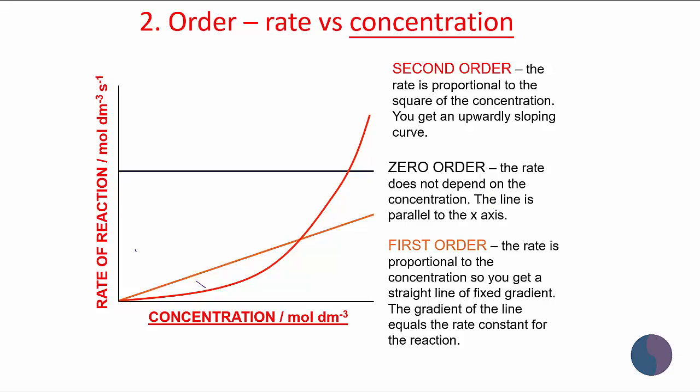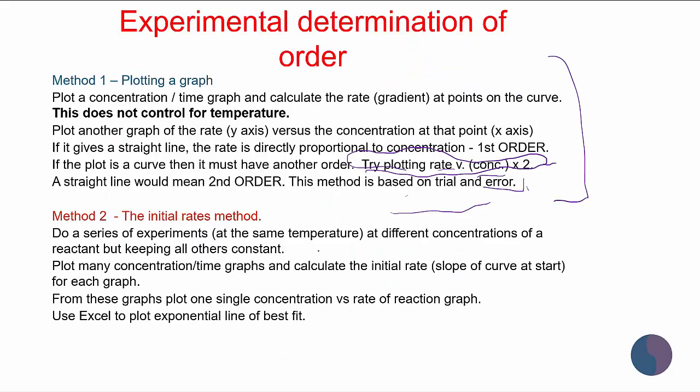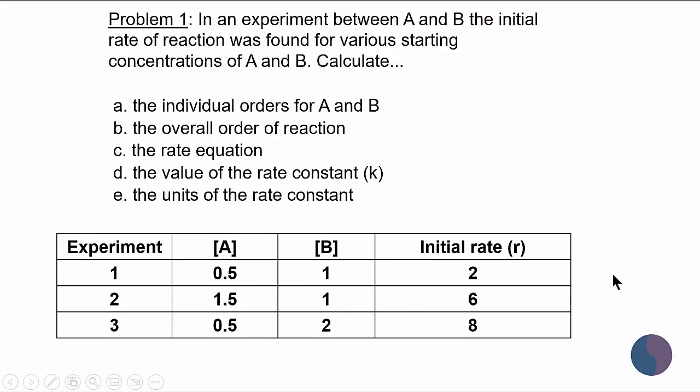And so this is the one that I do. You do a different experiment for each concentration, so you get lots and lots of these, and then you'll get an initial rate for each one. So you've controlled temperature and concentration properly, and you'll get different rates, and then you'll draw a graph of concentration versus rate of reaction. And then if it's a straight line across, it's first order.